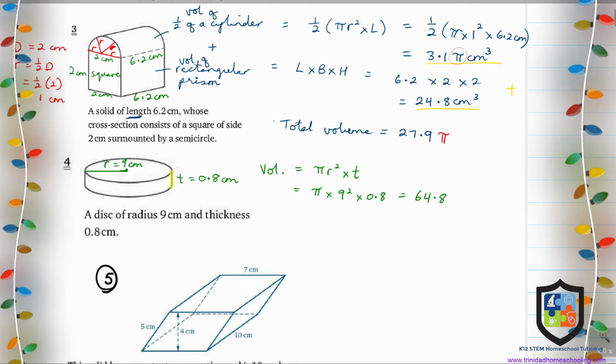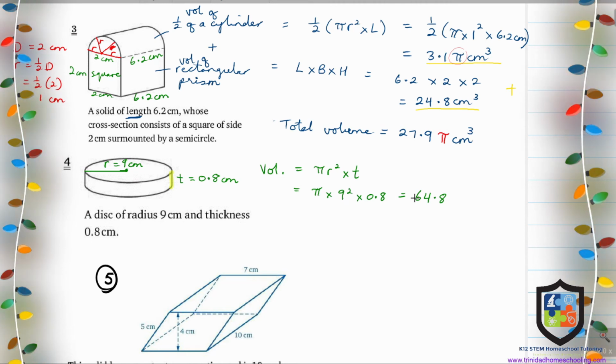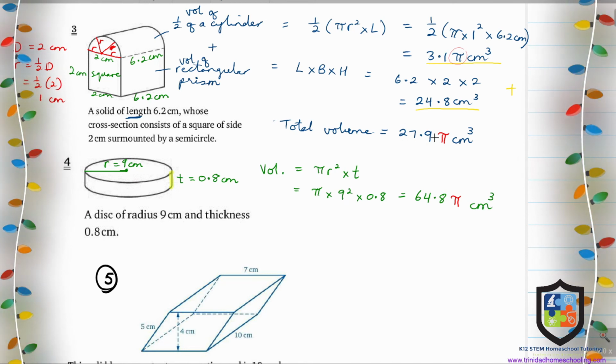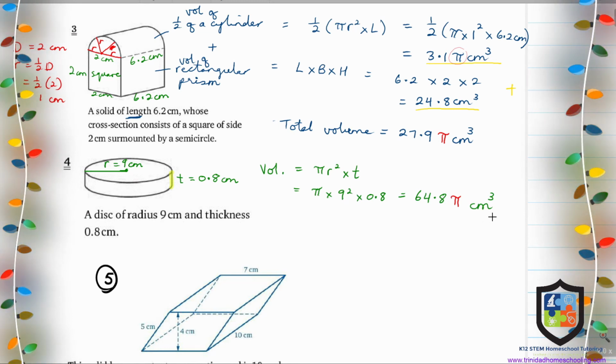I'm leaving pi there because you could use one of the values from before, 22 over 7, or you could use 3.14 or the value directly on your calculator. So this here is 27.9 multiplied by pi. The value will change depending on what you use as your pi. So for number 4, the volume is 64.8 pi centimeters cubed.